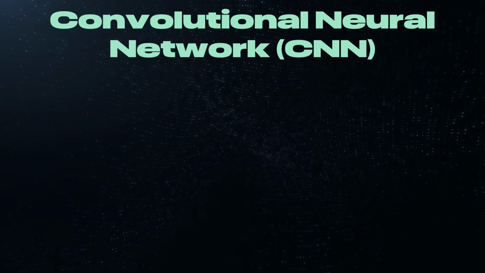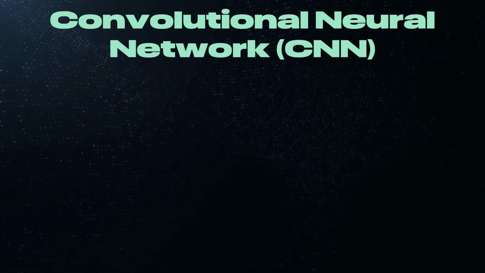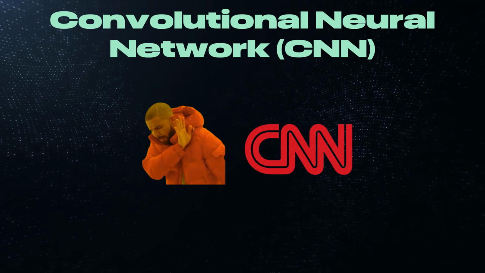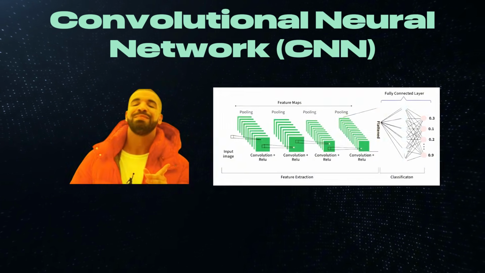Next up is a specific type of neural network called a convolutional neural network, or in short, CNN. And no, I don't mean the news channel. The CNN I'm talking about is actually good at telling you what to pay attention to.